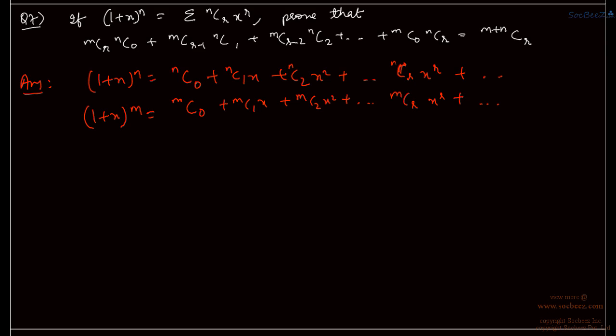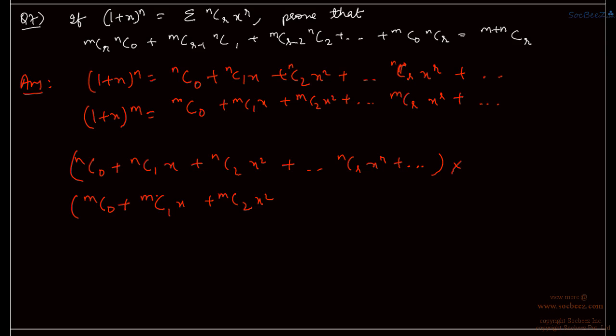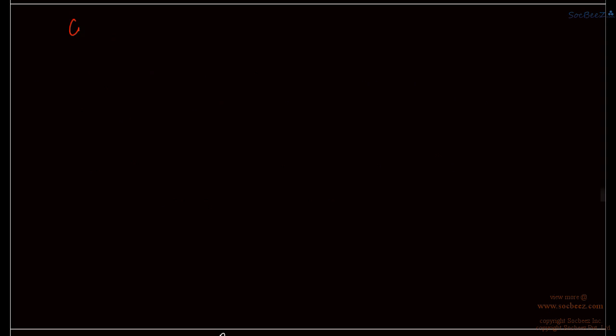Now again I multiply both of them, just multiplying with the second expression. That gives us (1 plus x) to the power m plus n. Now you see that both of them have the same expression, only the exponents change. So the exponents get added up. Now I just compare the coefficients of x to the power r here.